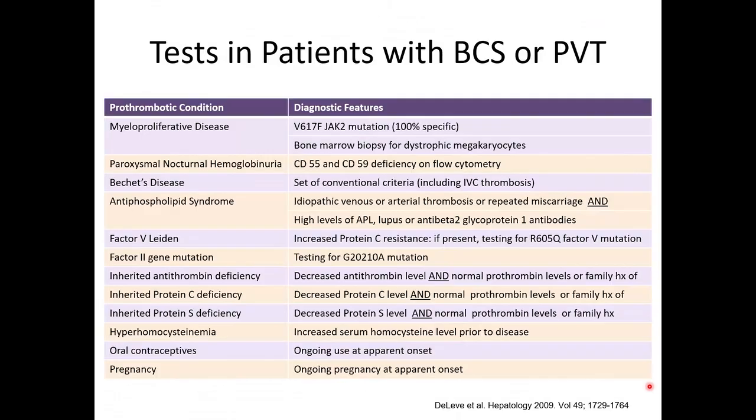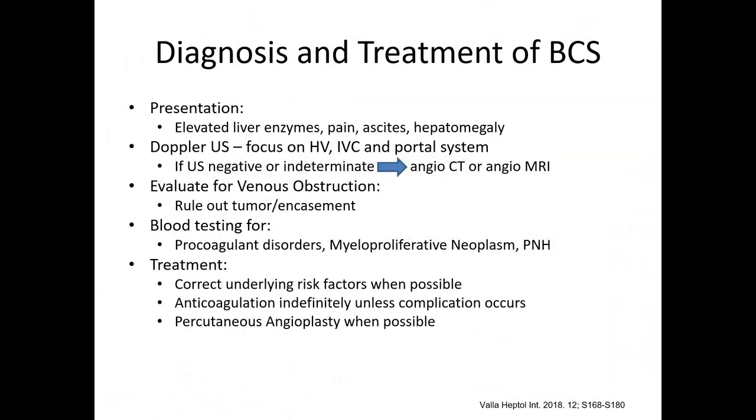And again, if they are on oral contraceptives, cessation of those medications is important. However, you should also look for other causes of underlying thrombosis risk. The diagnosis and treatment of Budd-Chiari, again, applies to patients presenting with symptoms that are classic, such as elevated liver enzymes, pain, ascites, and hepatomegaly.